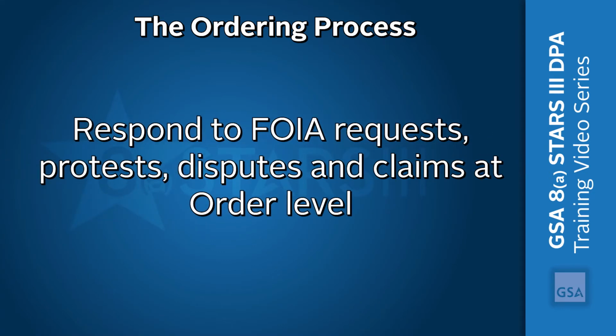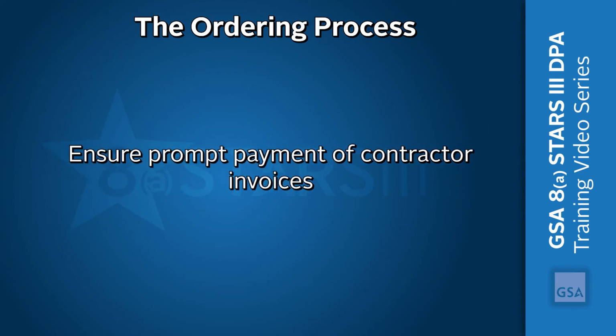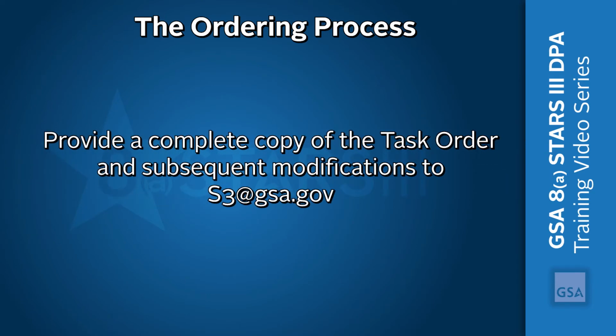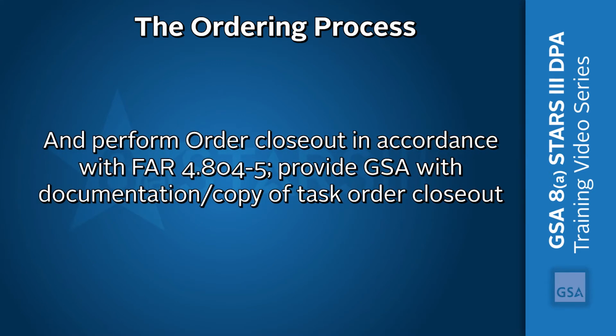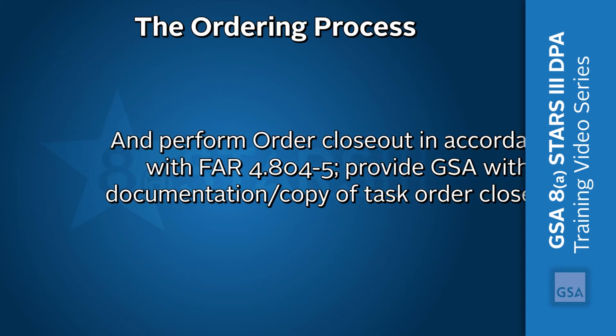Respond to FOIA requests, protests, disputes, and claims at the order level. Ensure prompt payment of contractor invoices. Provide a complete copy of the task order and subsequent modifications to s3@gsa.gov. And perform order closeout in accordance with FAR 4.804-5, provide GSA with documentation and copy of task order closeout.